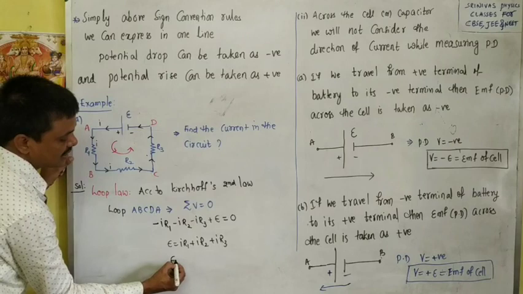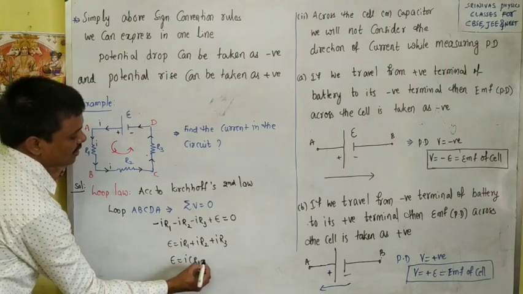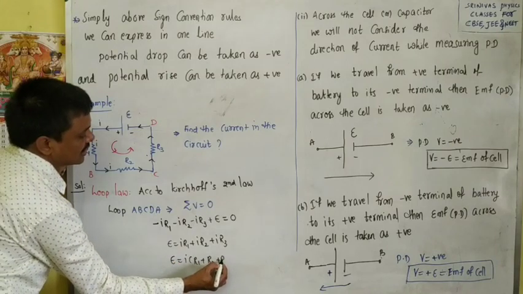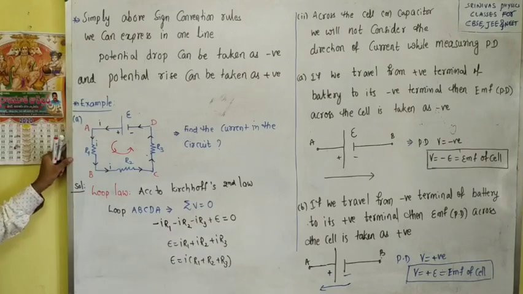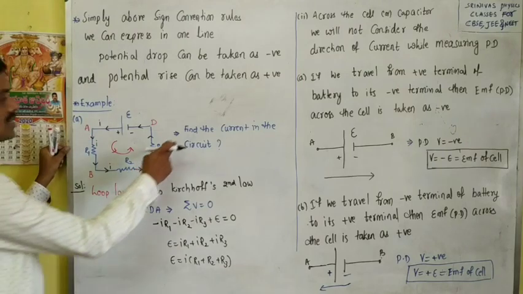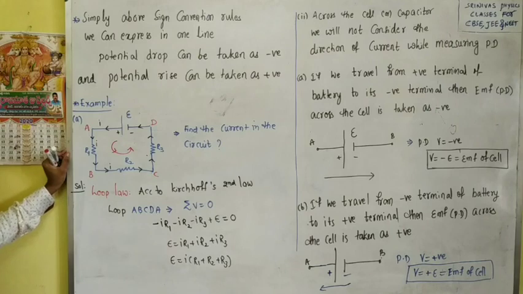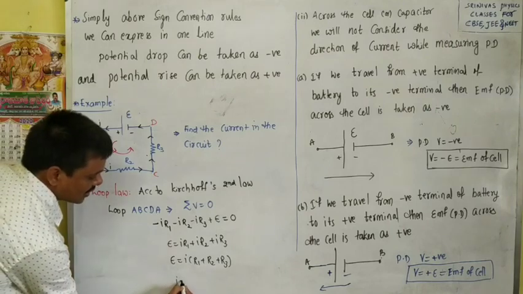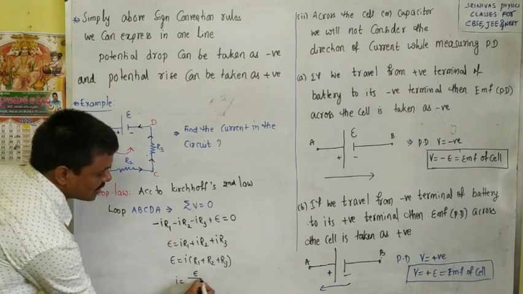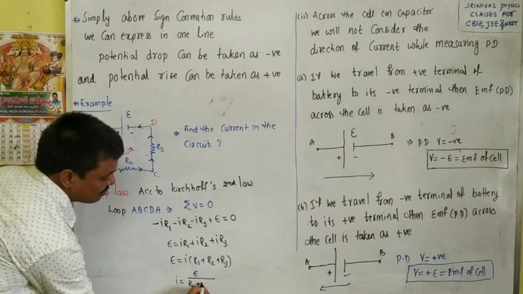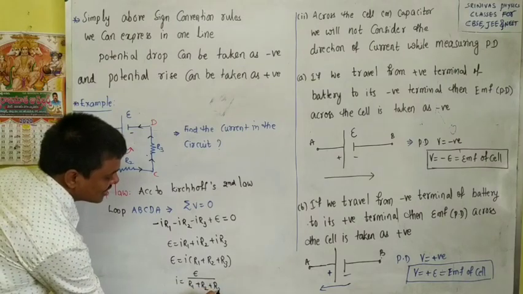Then I is common on the right side, then we will get R1 plus R2 plus R3 we will write. Then I want to find out the I, current in the circuit, right? Our question is to find out the current. Then current formula we will get as E by R1 plus R2 plus R3, right?